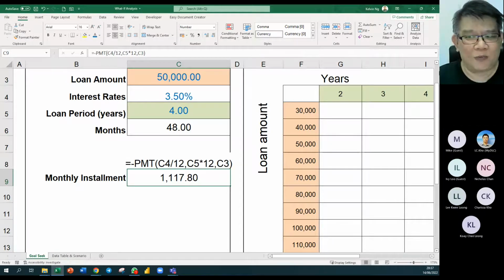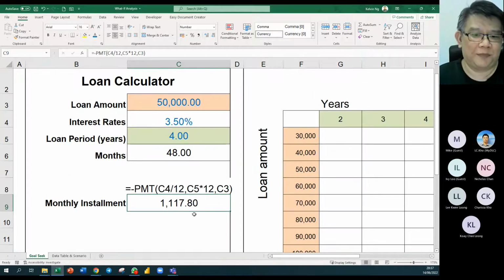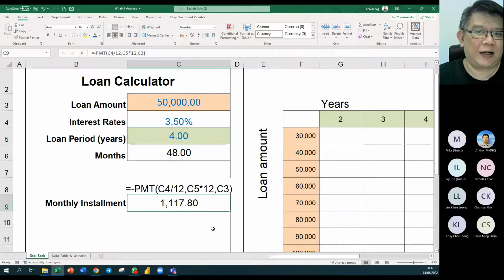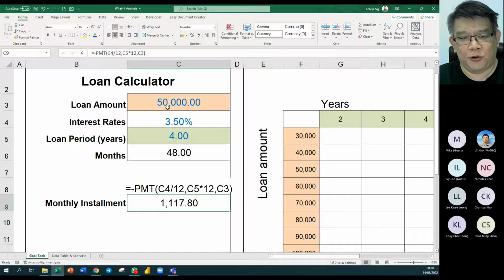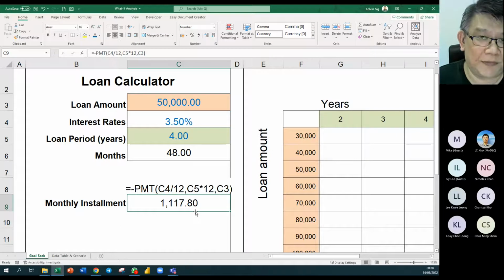So where does this what if analysis come about? Okay, so Ko, can I get you to play along with me? Okay, no problem. So Ko, you are the banker. So you tell me, Kelvin, if you borrow 50,000 at 3.5% for 4 years, you have to pay 1,117.80 per month.